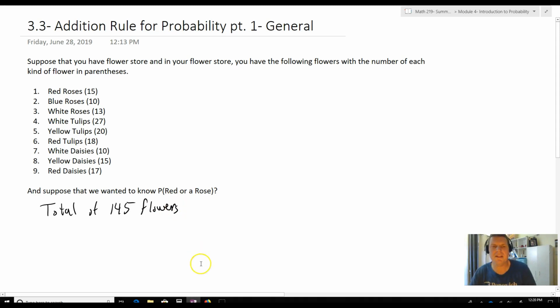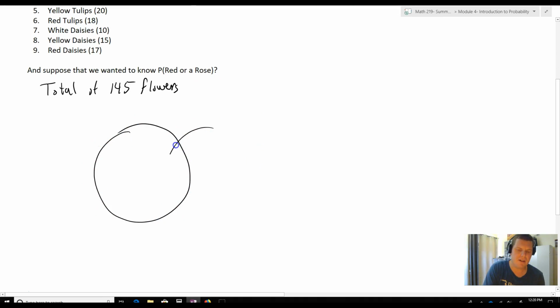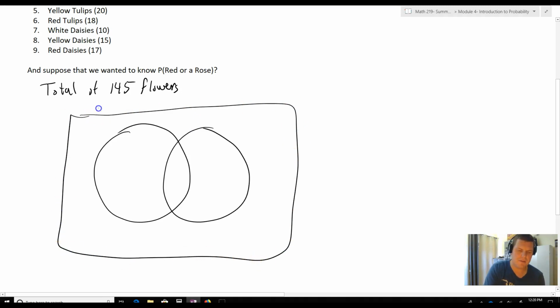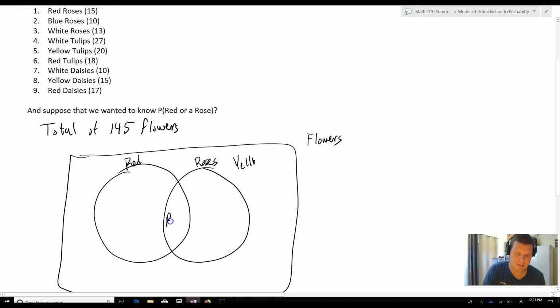And I'm going to set up my sample space as a Venn diagram to help us understand this probability rule, the addition rule for probability. On the one hand, we have all the different flowers, the flowers that are in the flower shop. So these are the red flowers, and here are the roses. Things like red roses are going to go in the intersection, because that's both red and a rose.